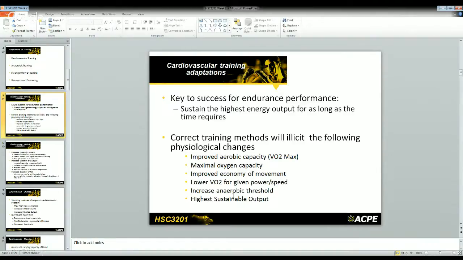Your anaerobic threshold, that's where you can maintain the highest output before you break into anaerobic energy systems. So although it's called anaerobic threshold, think of it as the highest amount of work you can perform.